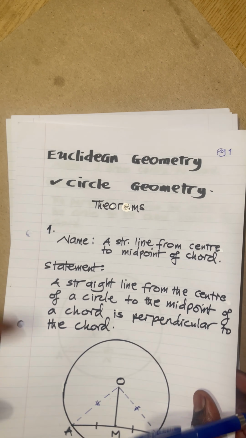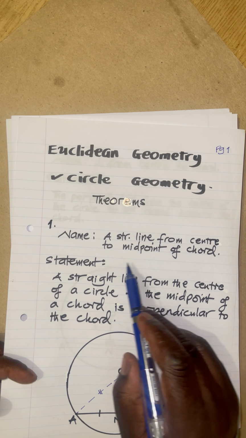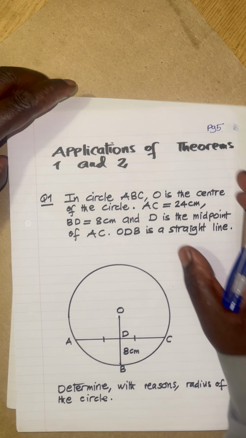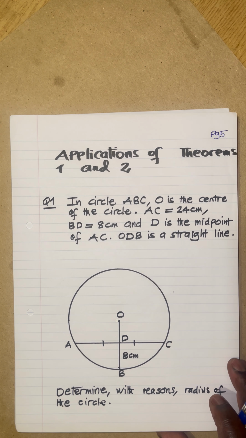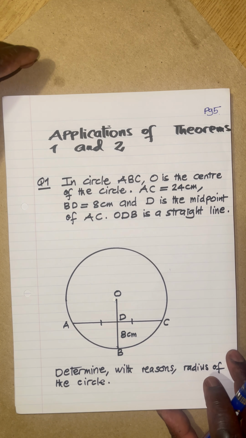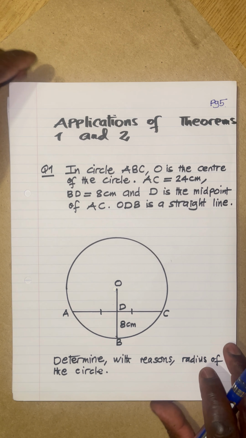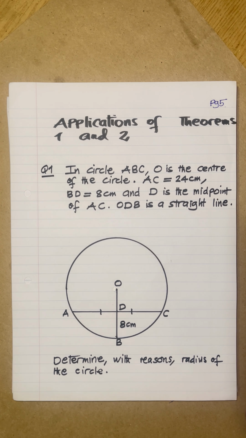So remember theorem 1, the name: a straight line from center to midpoint of chord. Theorem 2, the name: perpendicular from center to chord. Let's see how we apply these theorems in problem solving. So we have the first problem here. We're on page 5 now. The first problem is we're required to calculate the radius of the circle with reasons.